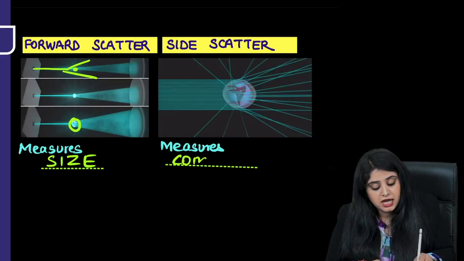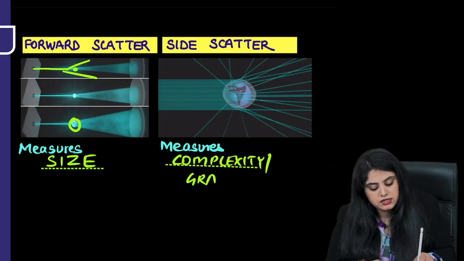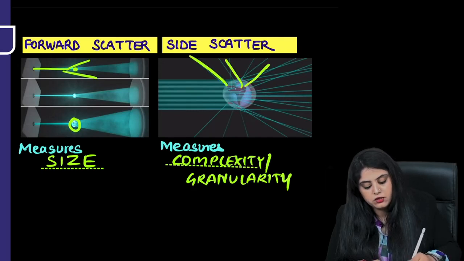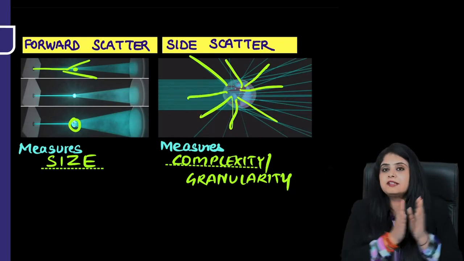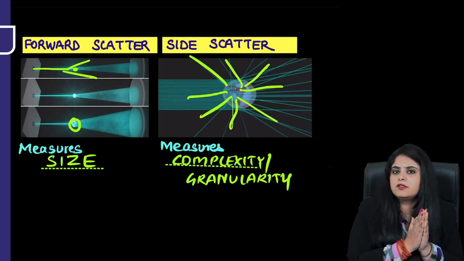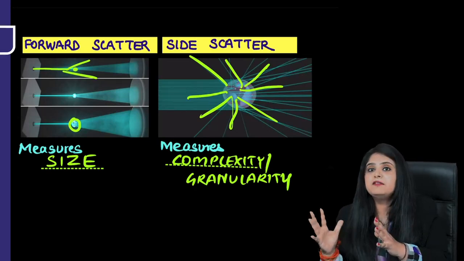Side scatter tells me how complex the cell is. It tells me about the complexity or the granularity of the cell. So this is going to show me how the rays are going to be scattered to the side because it's a very, very complex cell. So simple. A small size cell, small forward scatter. Big cell, big forward scatter.